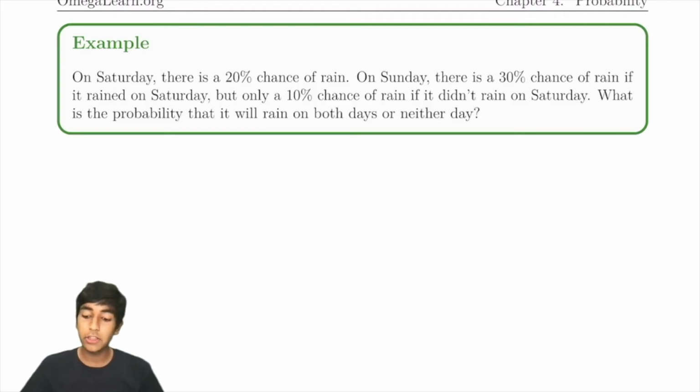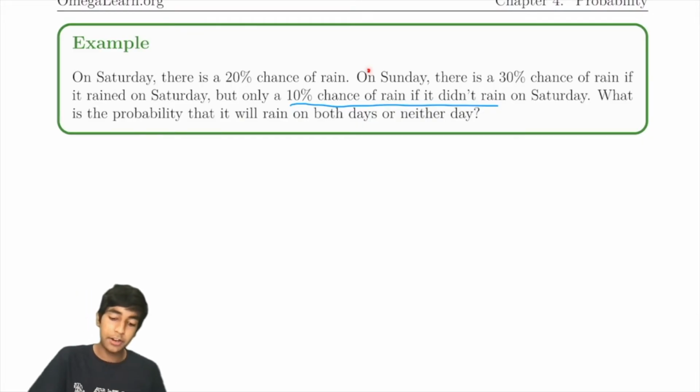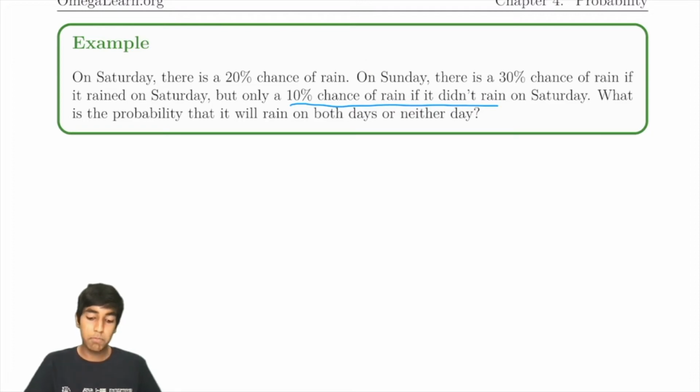On Sunday, there is a 30% chance of rain if it rained on Saturday, but only a 10% chance of rain if it didn't rain on Saturday. As you can see here, they're dependent because whether it rains on Sunday is dependent on whether it rained on Saturday. What's the probability it will rain on both days or neither day?